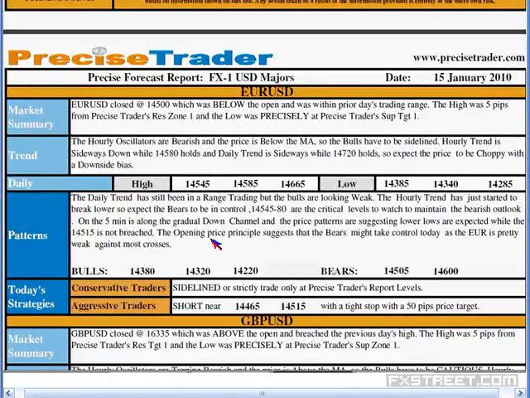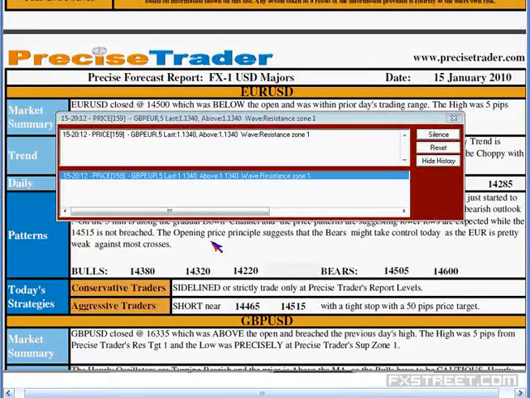So what we are saying is, as long as the price doesn't go beyond 145, that means we are toning down. That means we are bringing you the levels lower and lower, so that you can have some guidance to take your trade entries based on the levels. And the opening price principle suggests that the bears might take control today, as the euro is pretty weak against most crosses. See, this last sentence, we give you guidance on what is to be expected for the day.